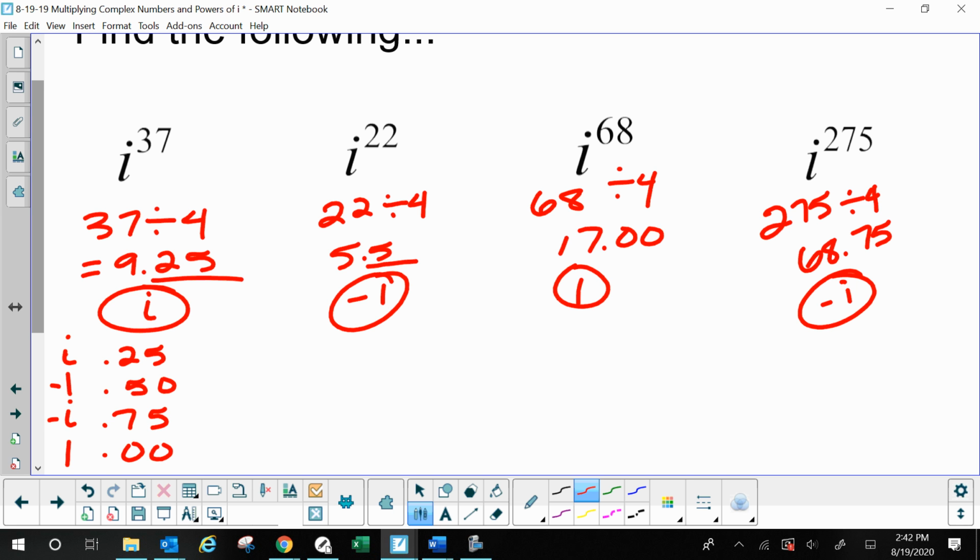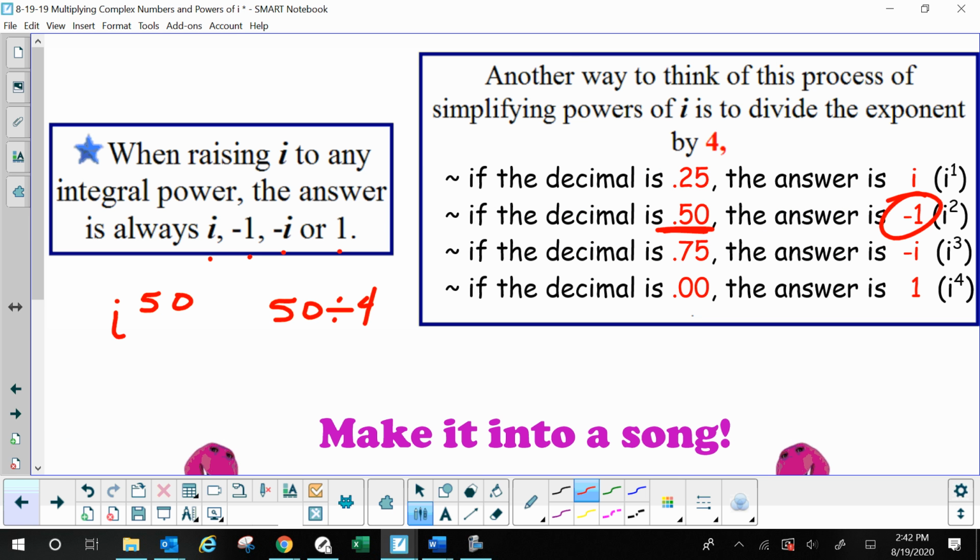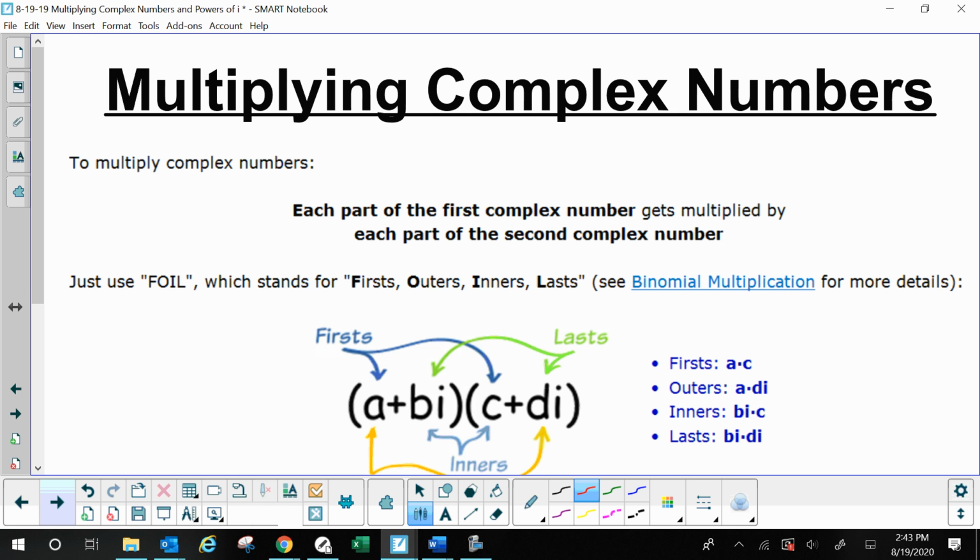So remember this page, you may have to refer back to this page when you're doing your work. i, 1, the middle two are negative, and then 0.25, 0.5, 0.75, 0.0. You can remember this though. It's not bad. i, 1, the middle two are negative. Any questions about that?